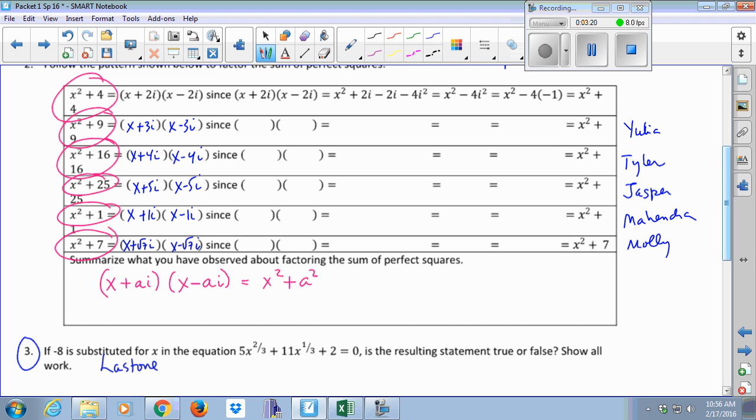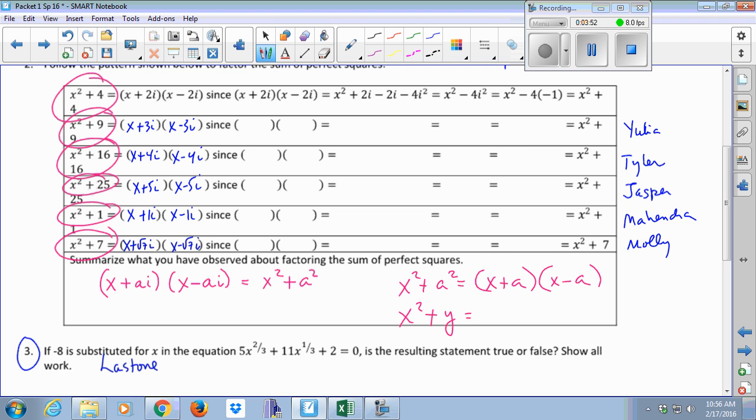And guess what? It doesn't even have to be sums of perfect squares, because notice 7 isn't a perfect square. And the number that goes in front of i is just the square root of 7, just like the number that goes in front of i here is the square root of 25, which is 5. And the number that goes in front of the i's here is the square root of 16. So some people write it like this, x squared plus a squared. And they write this, x plus ai, x minus ai.